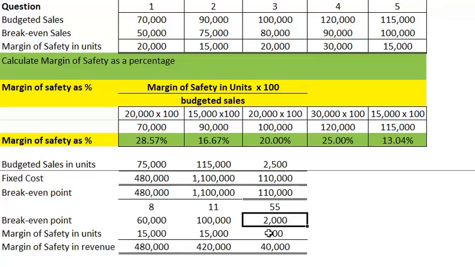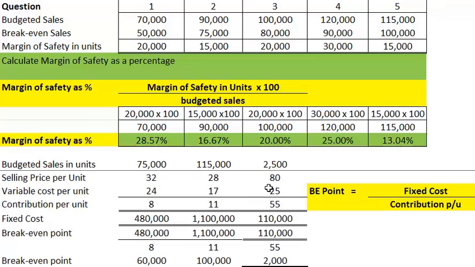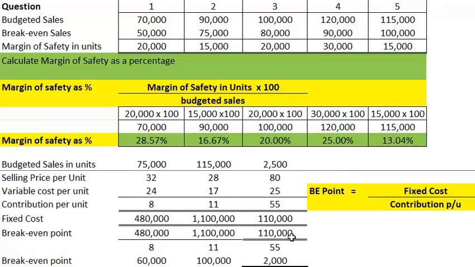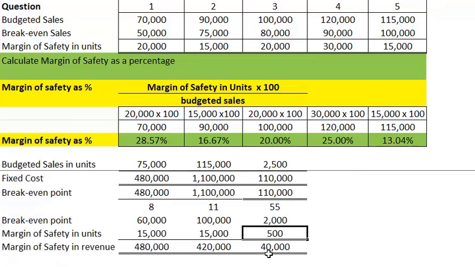We deduct break-even point of 2,000 units from budgeted sales in units of 2,500. We arrive at margin of safety in units, which is 500 units. When you multiply margin of safety of 500 units by 80 pound per unit, you arrive at margin of safety in revenue of 40,000. This is how you calculate margin of safety.